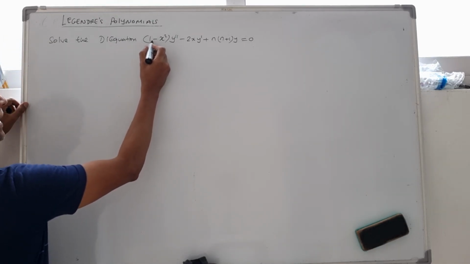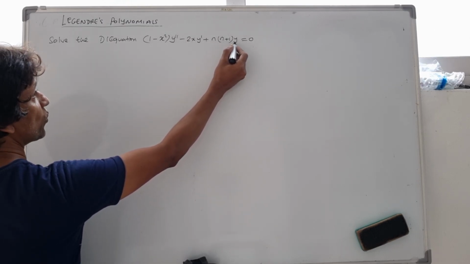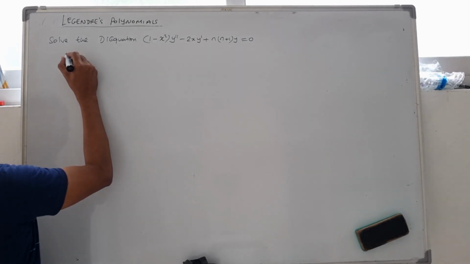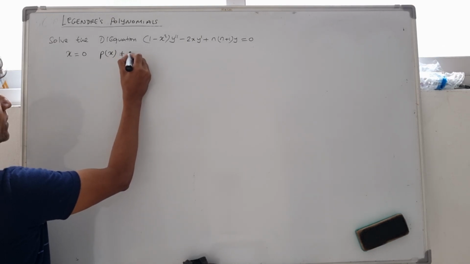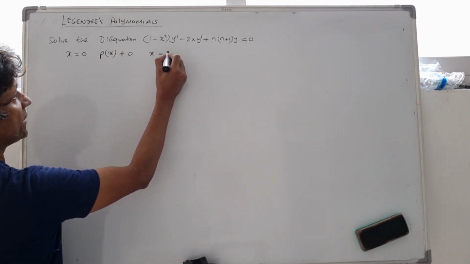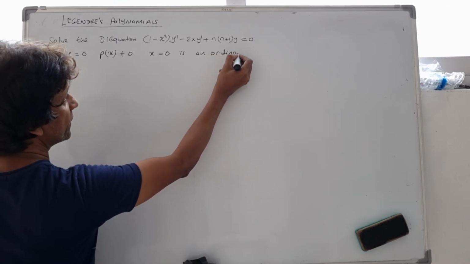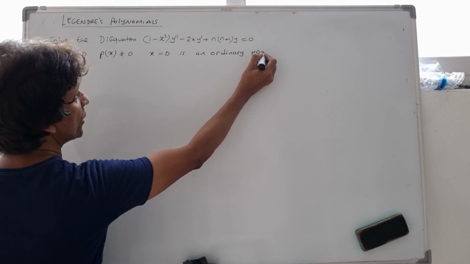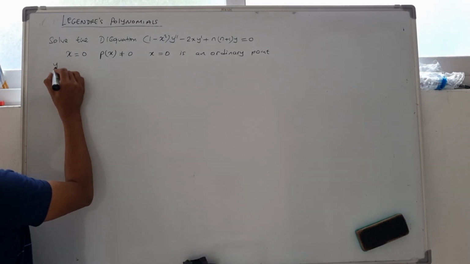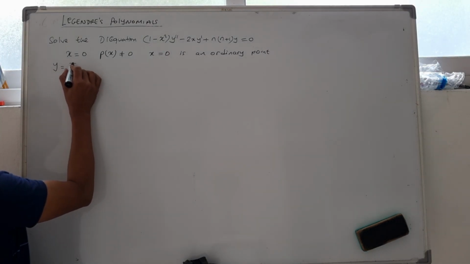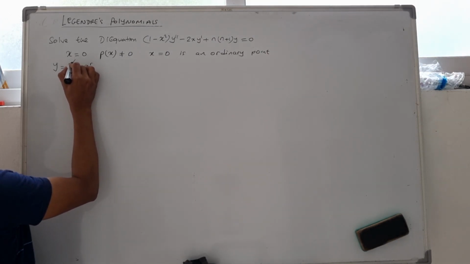Now, I've got (1 minus x squared) y double prime minus 2x y prime plus n(n plus 1) y. So, firstly, if x is equal to 0, then p(x) is not going to be equal to 0, meaning that x is equal to 0 is an ordinary point. Therefore, if it is an ordinary point, I'm going to be using the series y is equal to the summation of a_r x^r, with r going from 0 to infinity.